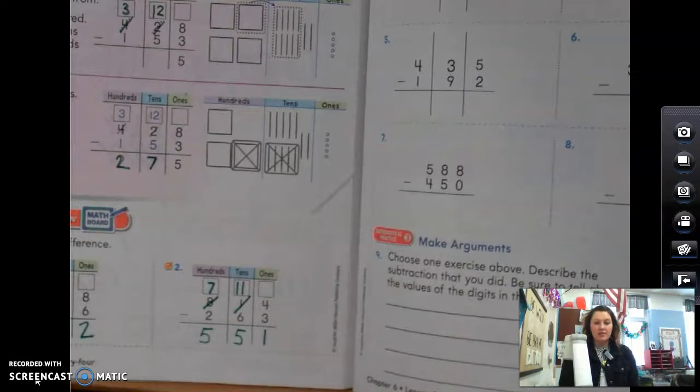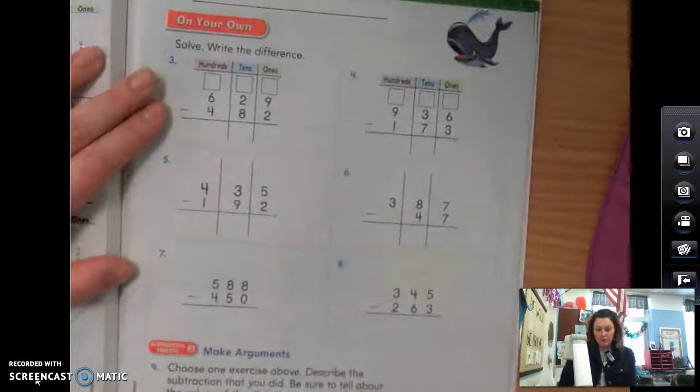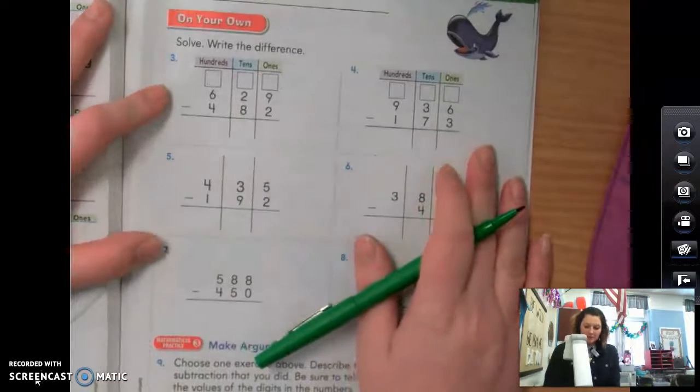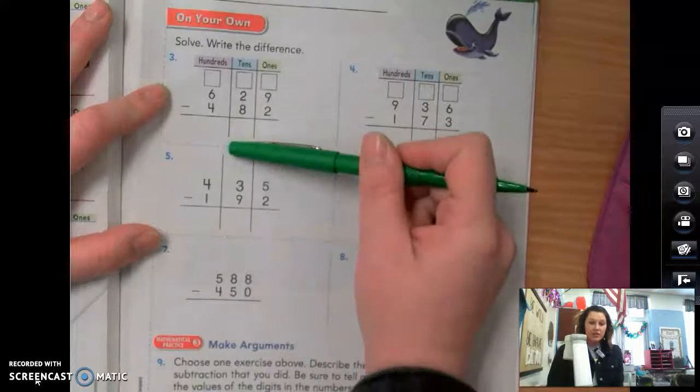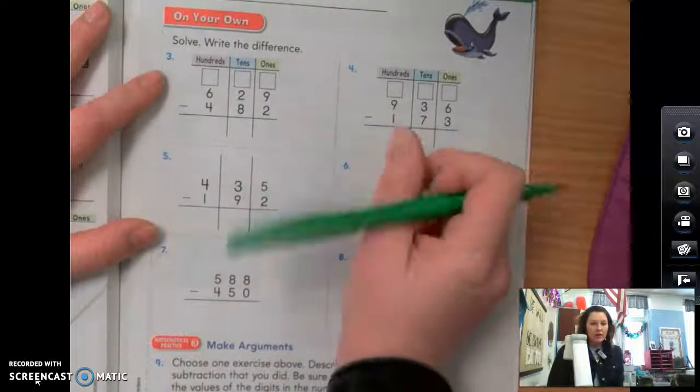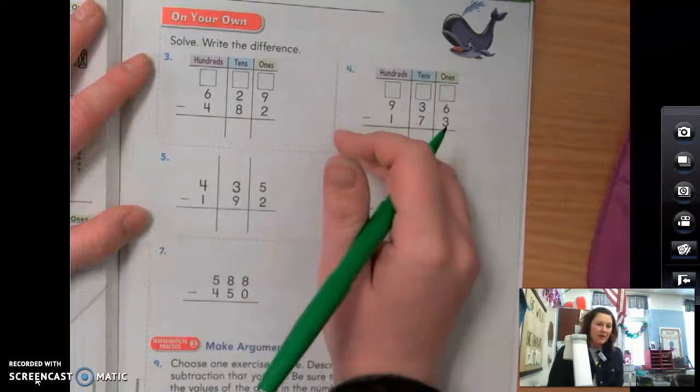551 is the answer there, guys. Okay? All right, let's do one more together here, and then I think you'll be good to go to practice on your own. 629 minus 482. I always like to read the whole problem just to know that I'm not just doing 9 minus 2. I'm really working with bigger numbers here.